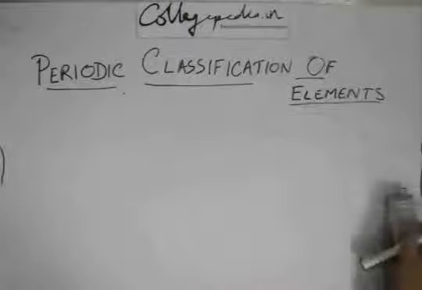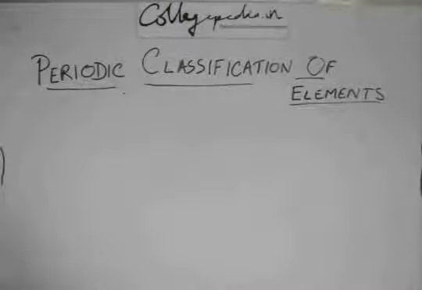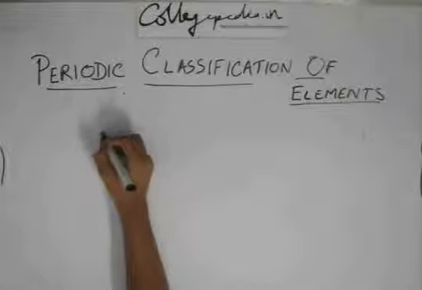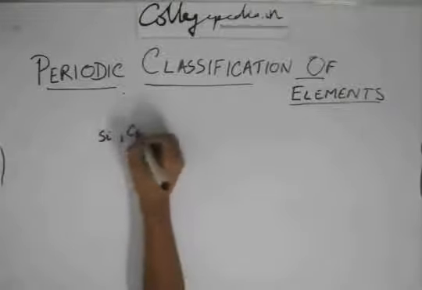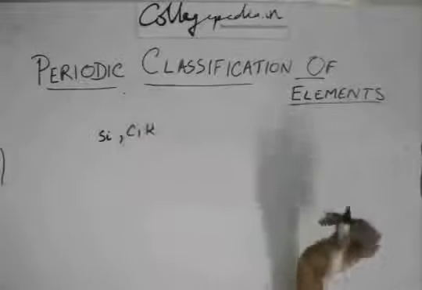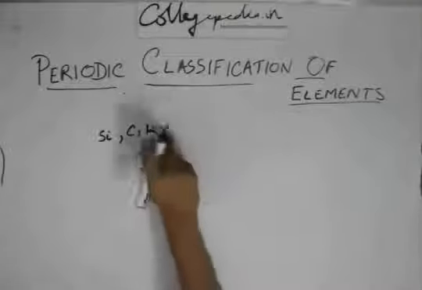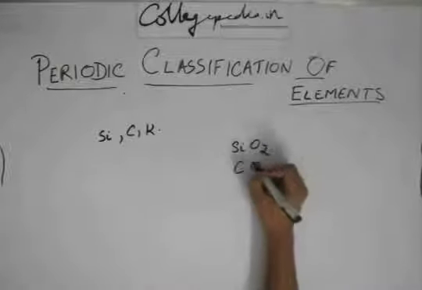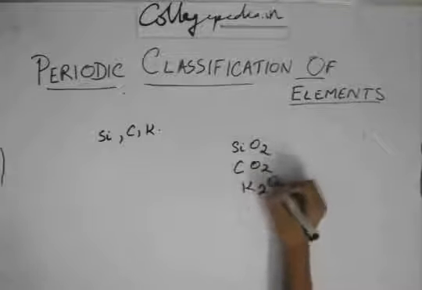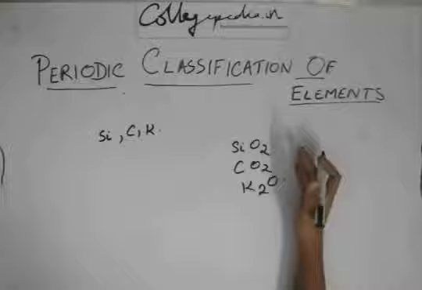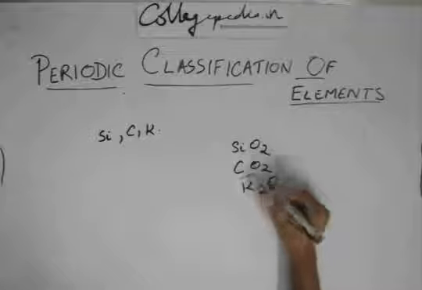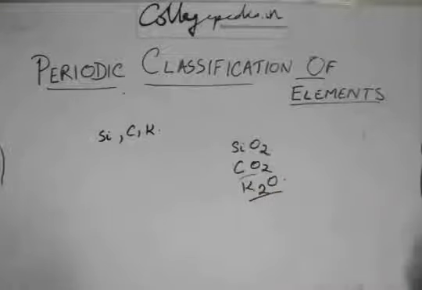And you might get very simple questions from Mendeleev's periodic table. They'll give you the periodic table and tell you to find the formulas of the oxides of Si, C or K. So Si would be SiO2, C would be CO2, and K would be K2O. And you can find it even without looking at Mendeleev's periodic table. Everyone knows it's CO2 and K2O just by taking the valencies.